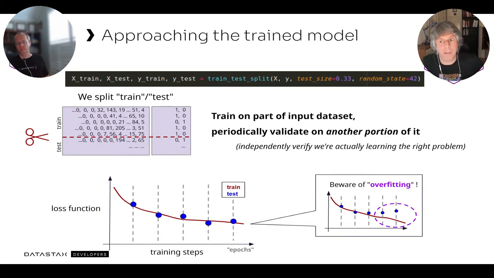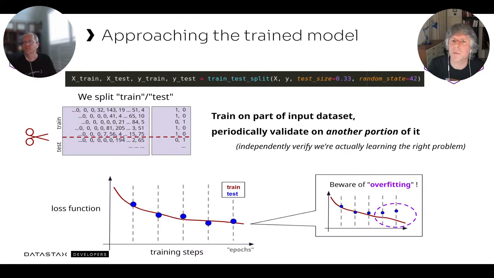You've seen this happening in the code, right? And the training was only fed X train, Y train. The test part has a different role. So let's say you are training over and over and over. You're training so much that your loss function is always decreasing, decreasing, decreasing.